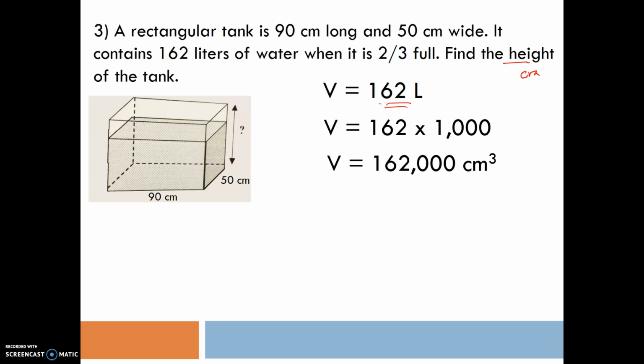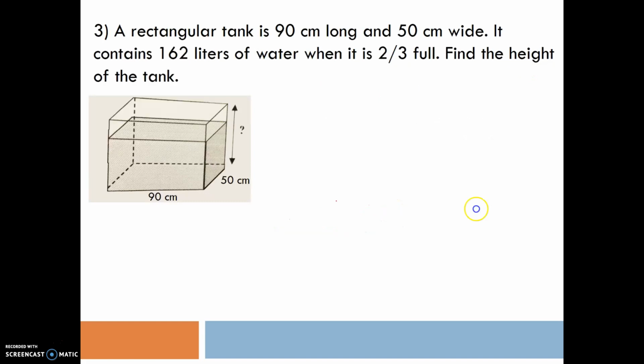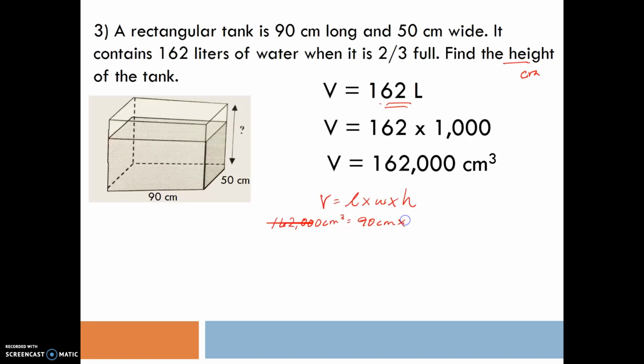Now we want to find the height. Hopefully you guys will remember how we did this the other day. When we're finding height, we're still going to start with our volume formula, and then we're going to plug in our numbers. So we've got 162,000 centimeters cubed equals 90 times 50.